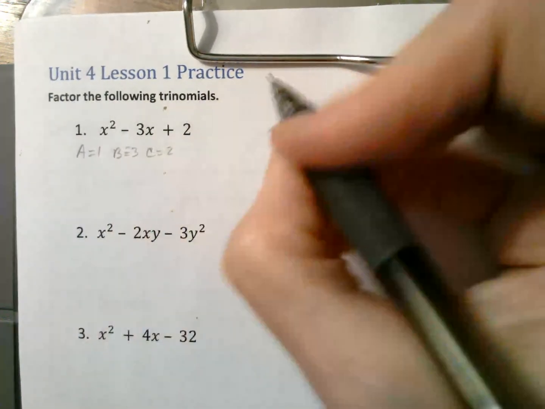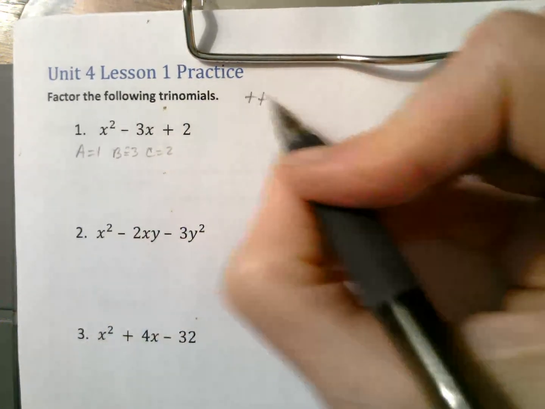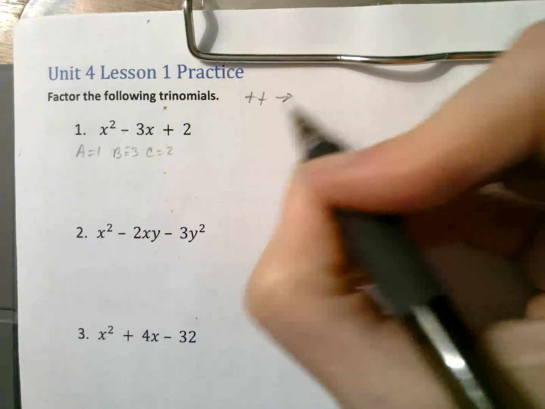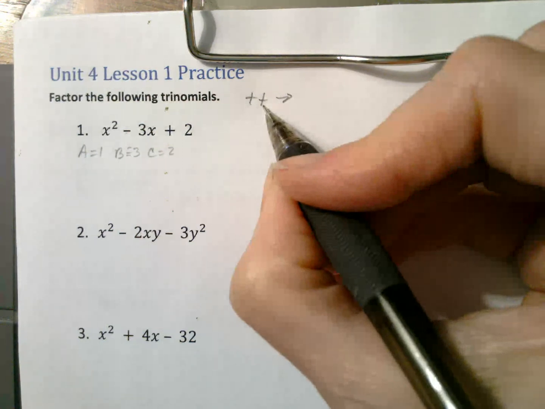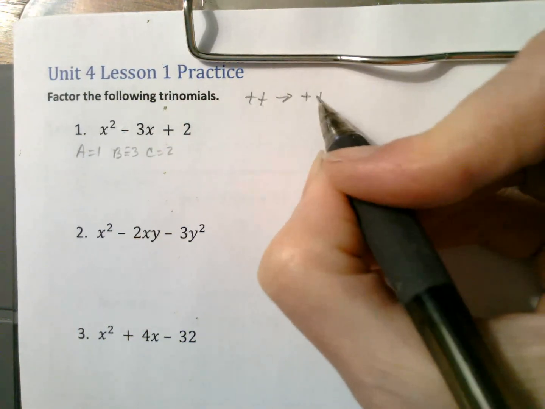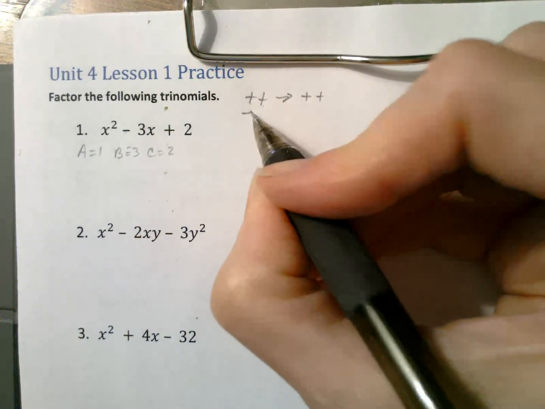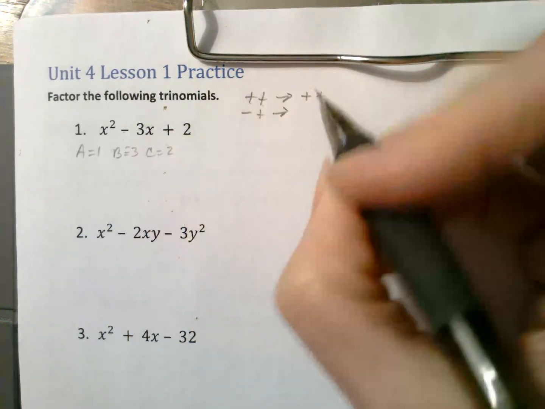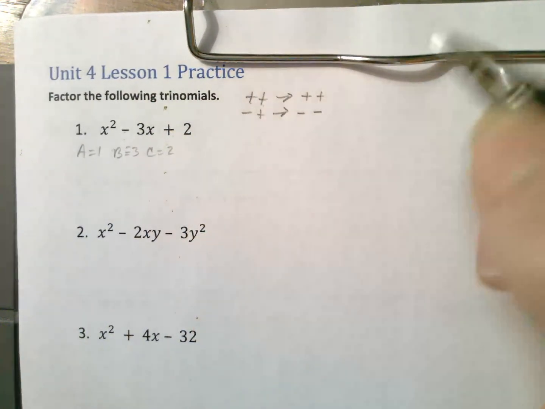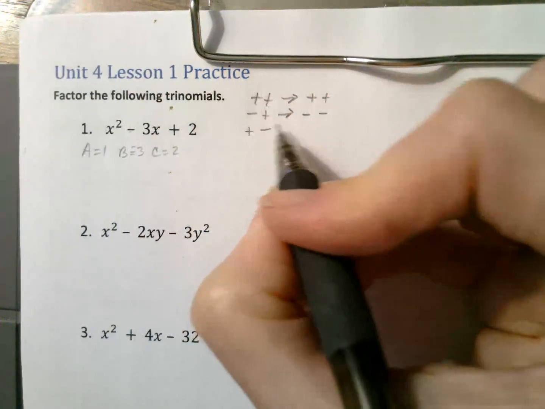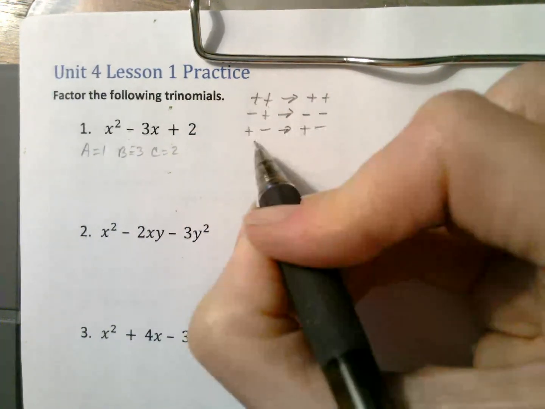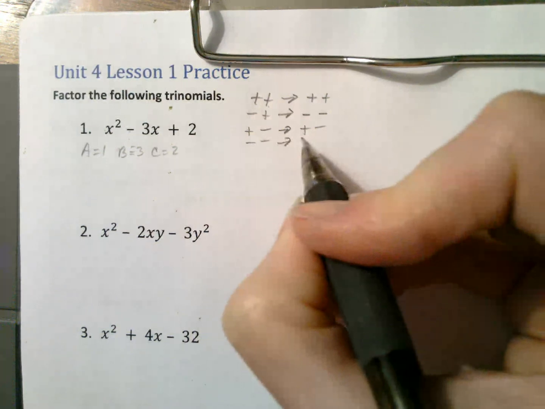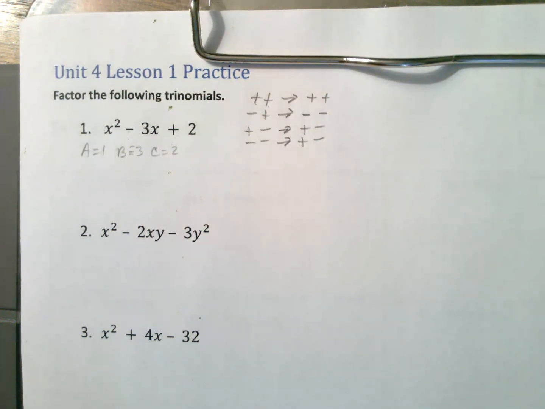So our signs, don't forget our signs. This is my short version of my cheat sheet for my signs. If my problem has a positive, then my answer has a positive. If my problem is a negative and then a positive, my answer is a double negative. If we have a positive and then a negative, it's a positive and a negative, and a double negative results in a positive and negative. So that's my little cheat sheet that I have.